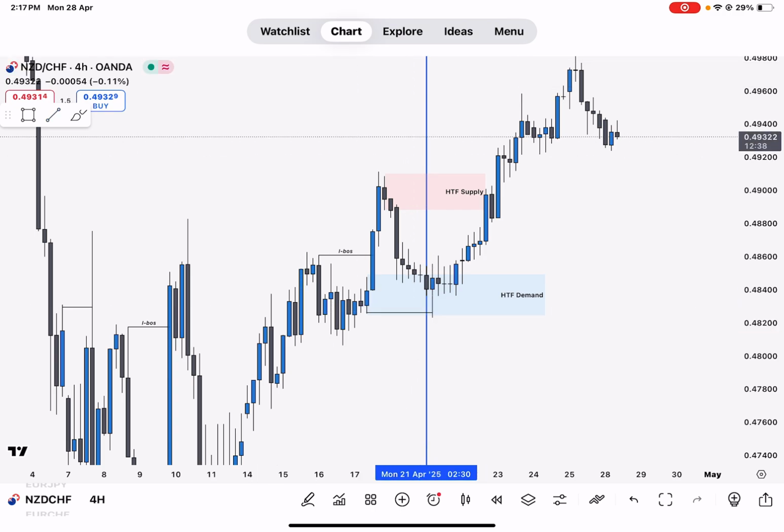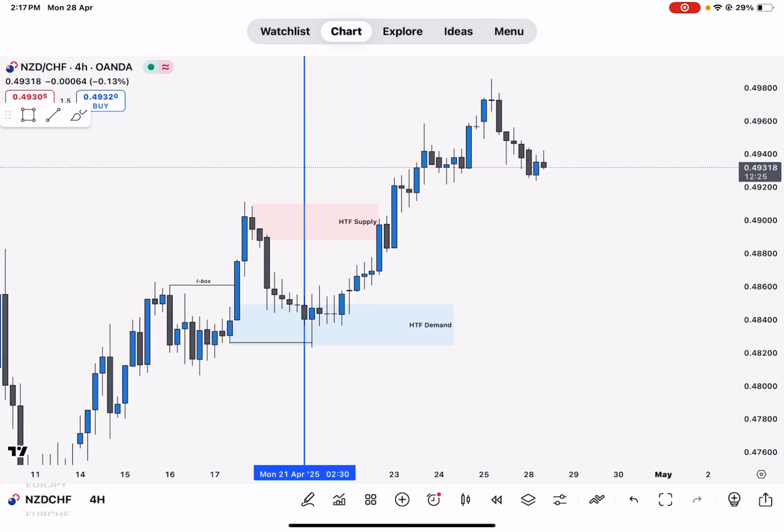So liquidity was swept from here. The orders were all triggered. The orders which were remaining over here were triggered, and here is the inducement also. And I think I should not explain all this.